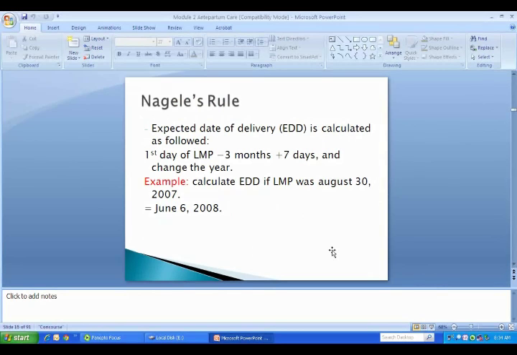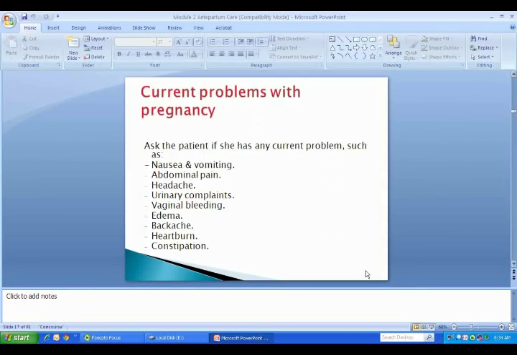Nagel's rule, so we want to estimate her date of delivery, and Nagel's rule means that we find out the first day of her last menstrual period, take away 3 months, add 7 days, and change the year if necessary. And if she told us her last menstrual period, the first day was August 30th, 2007. Let's take away 3 months, and that puts us in May 30th, and let's add 7 days. That brings us up to June 6th, and we know 9 months later from June 6th would run into the next year, so her due date would be June 6, 2008.